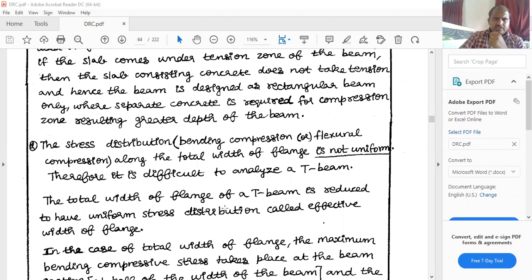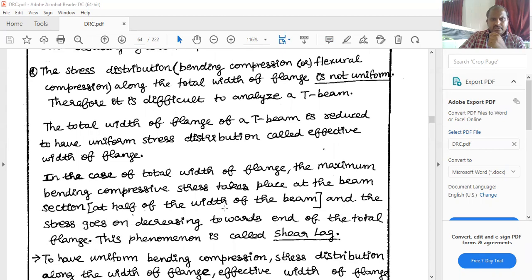The stress distribution, bending compression or flexural compression, along the total width of the flange is not uniform. Therefore, it is difficult to analyze a T-beam. The total width of the flange of the T-beam is reduced to have uniform stress distribution, called the effective width of the flange.